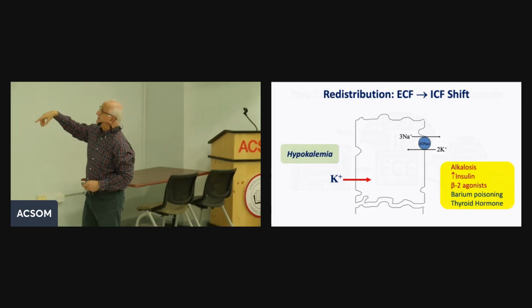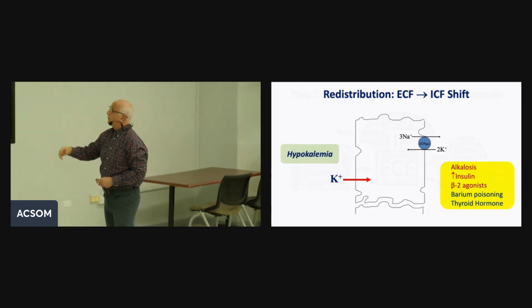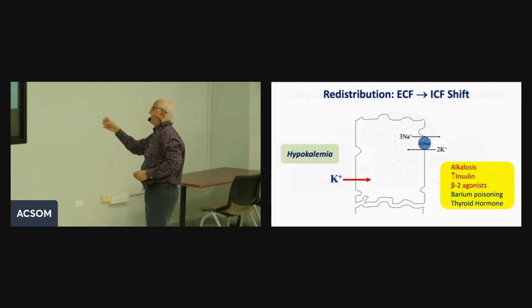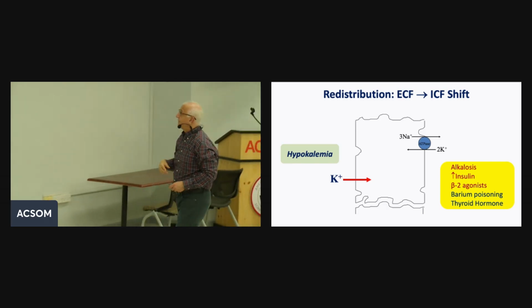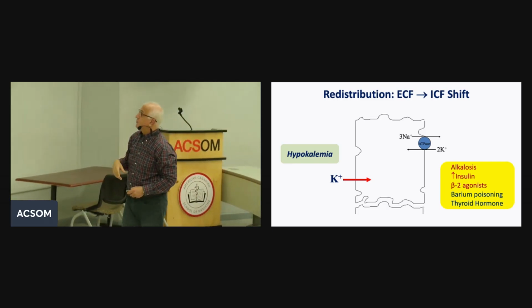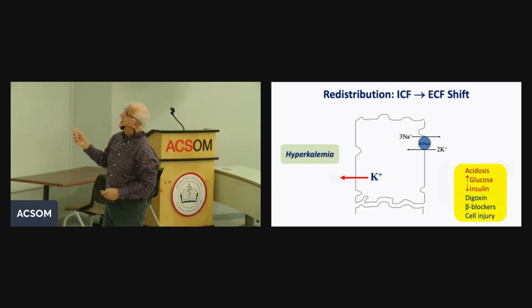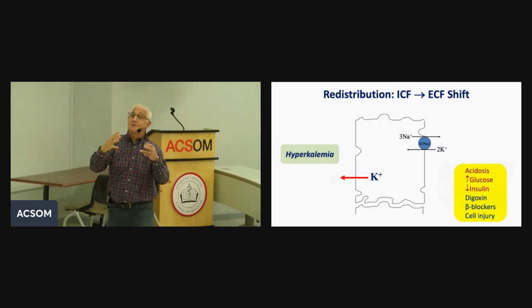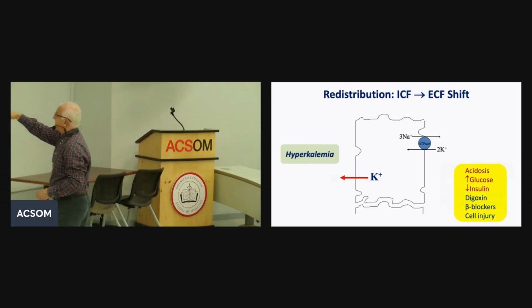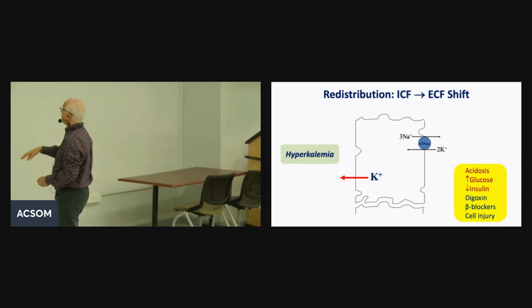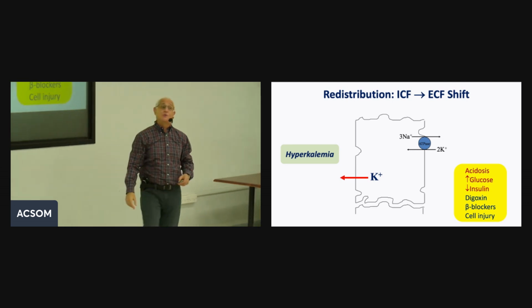Then we talked about redistribution. These are the things that will make the potassium go inside the cell: hypokalemia, alkalosis, and insulin being the main ones. Then what are the ones that push the potassium out of the cell? It would be acidosis, low insulin, and cell injury. We talked about the earthquake. Do you remember?